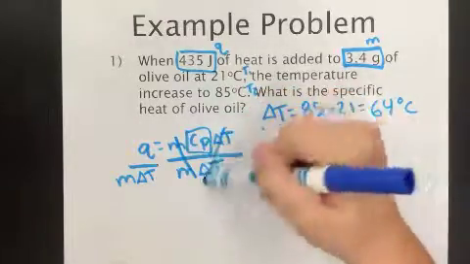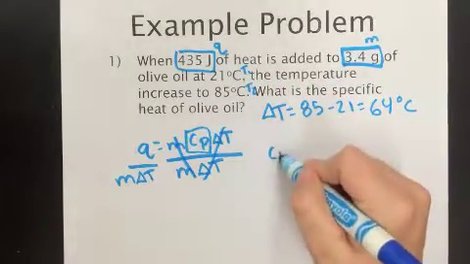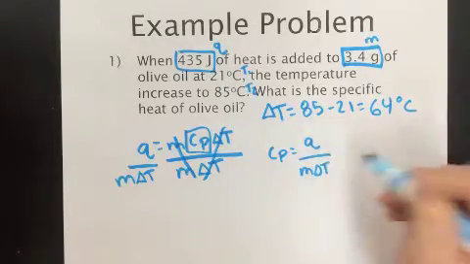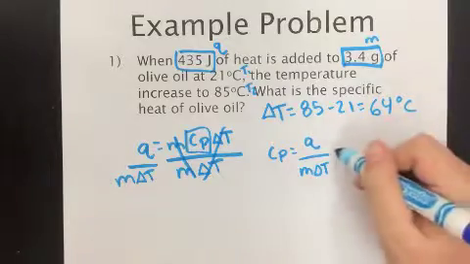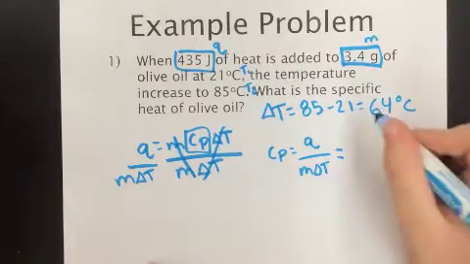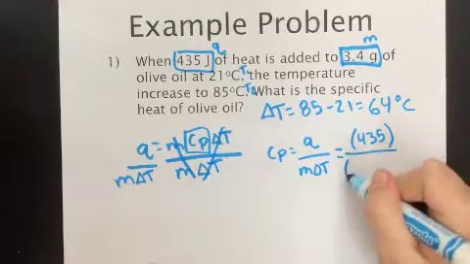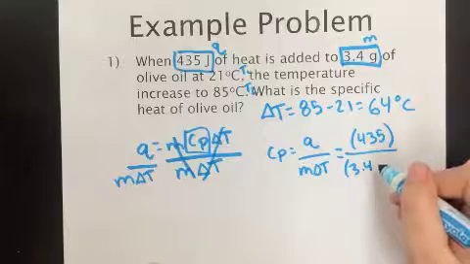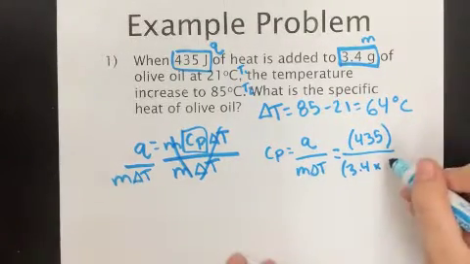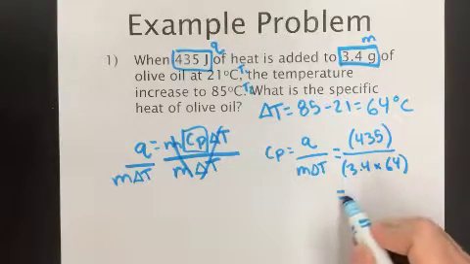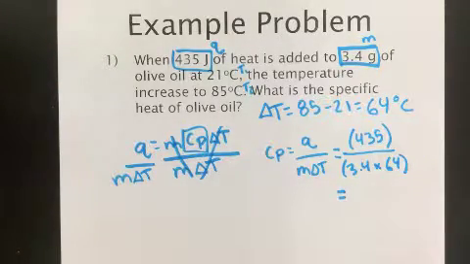The m delta T's go away. So you're left with Cp equals Q over m delta T. So now we just plug everything in, solve, and you're done. So 435 divided by 3.4 times 64. Now remember, those parentheses are going to be extremely important. And then you just plug it in. So 435 divided by 3.4 times 64.